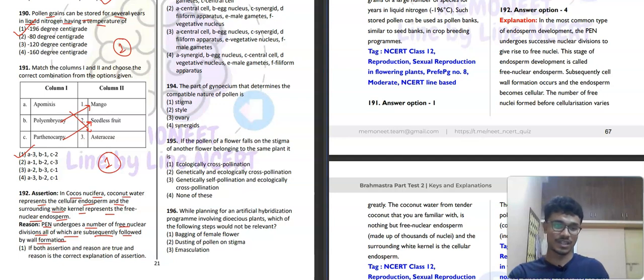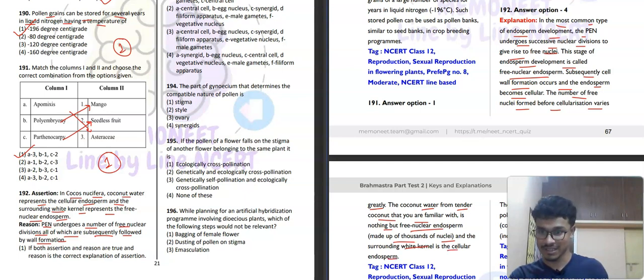You can see the explanation that in the most common type of endosperm development, the primary endosperm nucleus undergoes successive nuclear divisions to give rise to free nuclei. This stage of endosperm development is called free nuclear endosperm. Subsequently, cell wall formation occurs and the endosperm becomes cellular. The number of free nuclei formed before cellularization varies greatly. So the coconut water from the tender coconut that you are familiar with is nothing but free nuclear endosperm made up of thousands of nuclei. And the surrounding white kernel is the cellular endosperm.